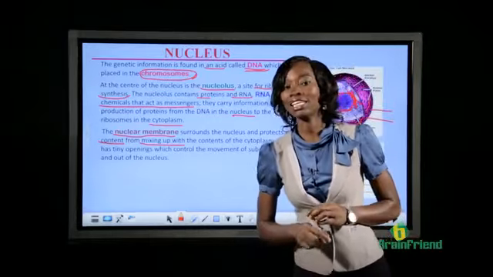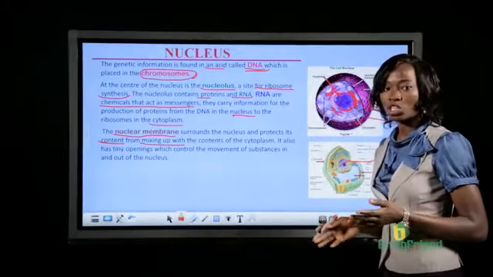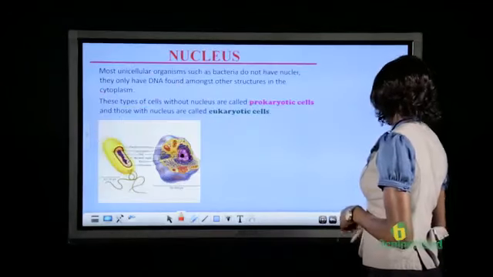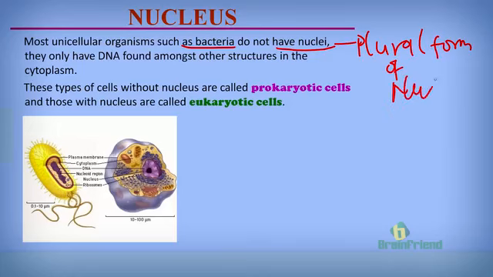So the nucleus, like I said earlier, is like the brain boss of the cells, where information and instruction for activities and the production of various items is being given. Most unicellular organisms, or the cells of most unicellular organisms, such as bacteria and some other tiny, smaller organisms, do not have nuclei. Nuclei here is the plural form of nucleus. So most unicellular organisms do not have nuclei.